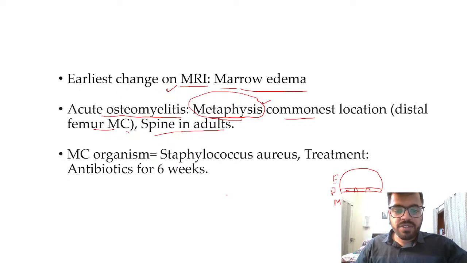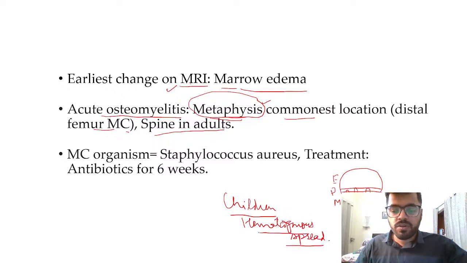Most of the infections in children occur due to hematogenous spread. Hematogenous spread is the most common cause of osteomyelitis in children because transient bacteremia keeps occurring in the bloodstream, and this leads to the lodging of bacteria in areas of slow circulation such as the metaphysis, causing infection in this region.